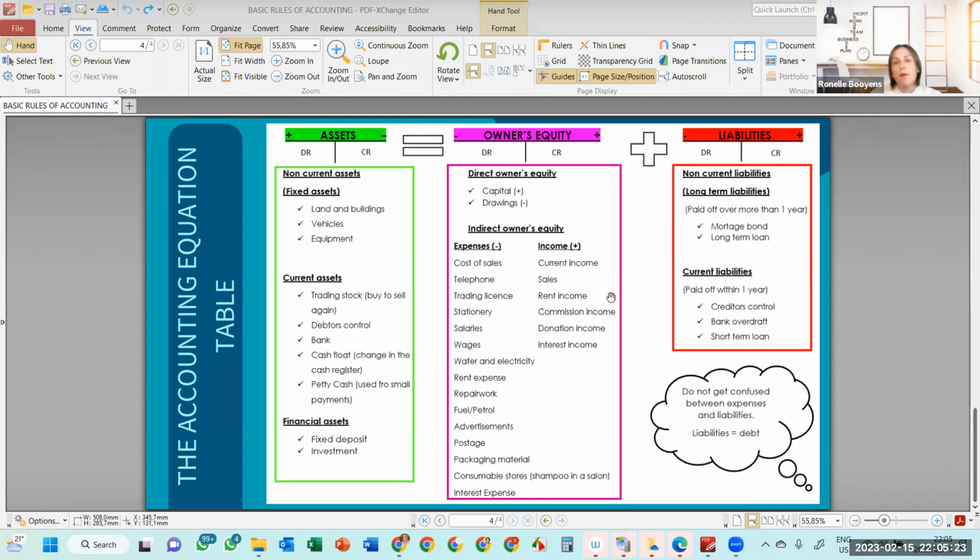We can sublet perhaps a part of our property. Maybe we work on a commission basis for a supplier. We can earn commission. It has happened that people like a business so much that they make a donation. I don't think it happens often, but it could. And then if you've got money in the bank, your money, the business money, can attract some interest.